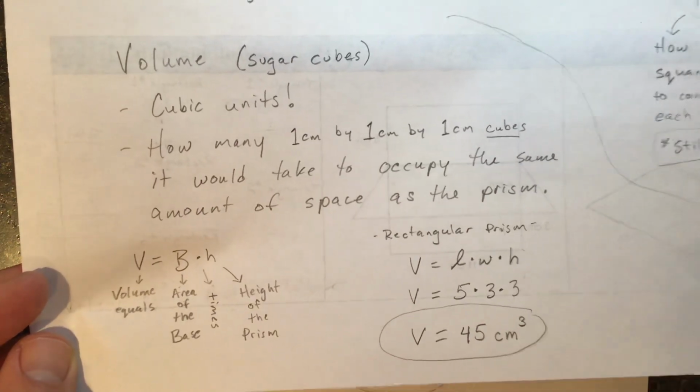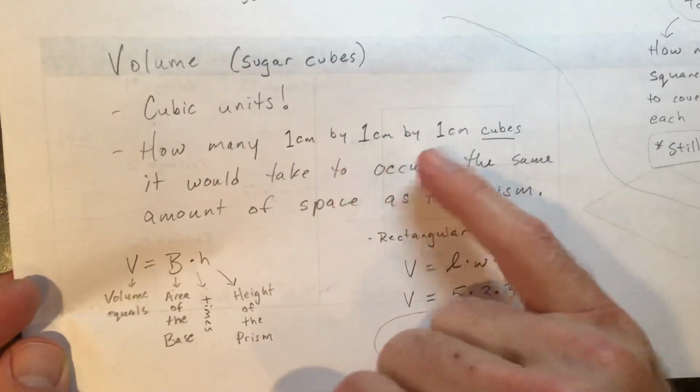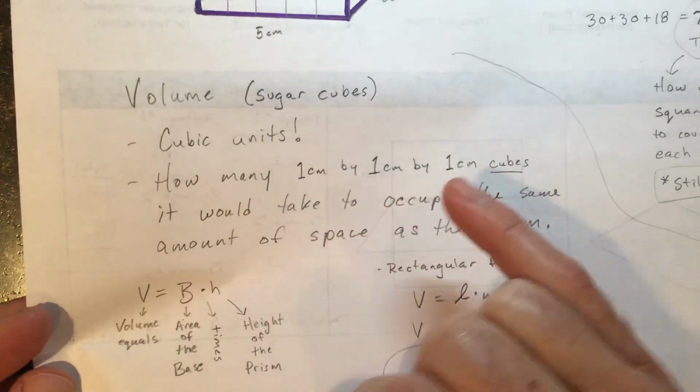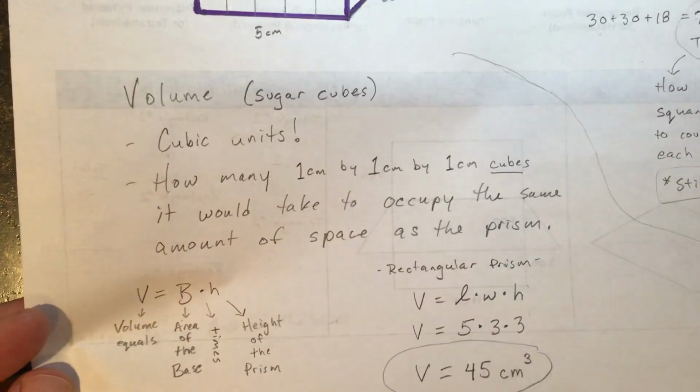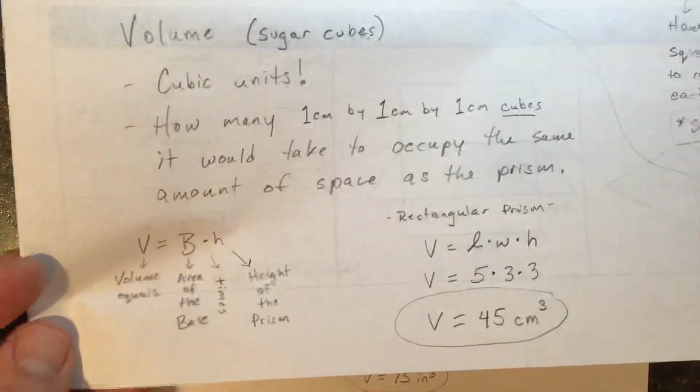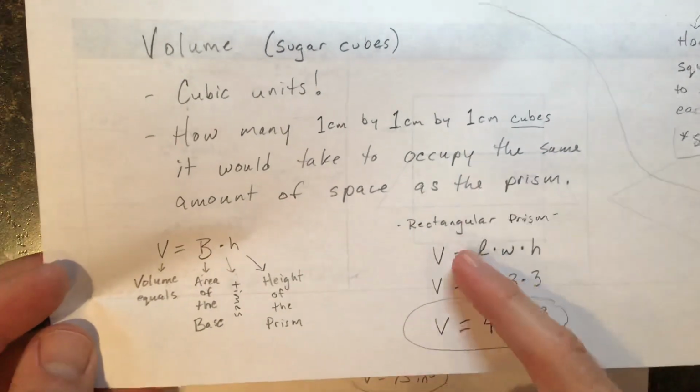Anything that would be a 1 by 1 by 1 cube, and in this example we had yesterday, they were centimeters, so 1 centimeter by 1 centimeter by 1 centimeter cubed. How many of those cubes would it take to occupy that same space as the prism? And in this case, we're working on rectangular prisms.